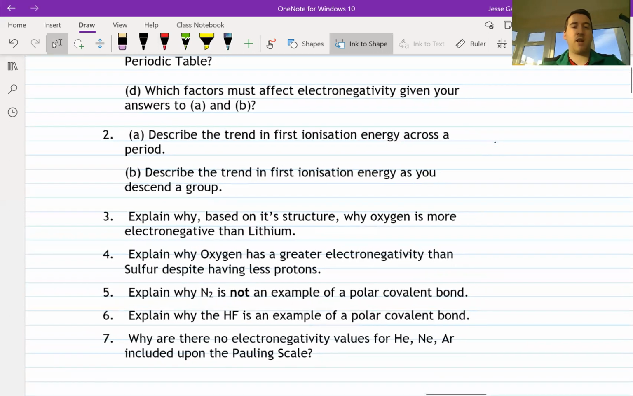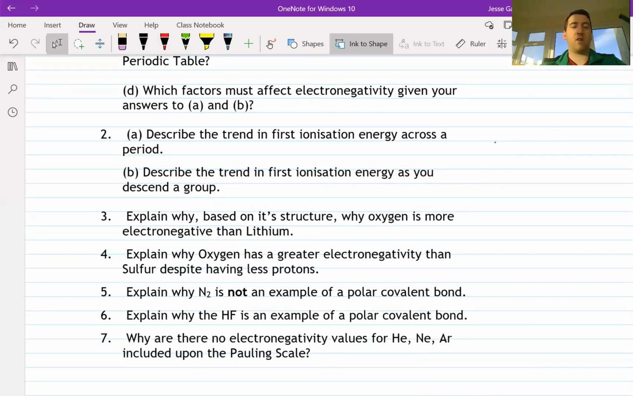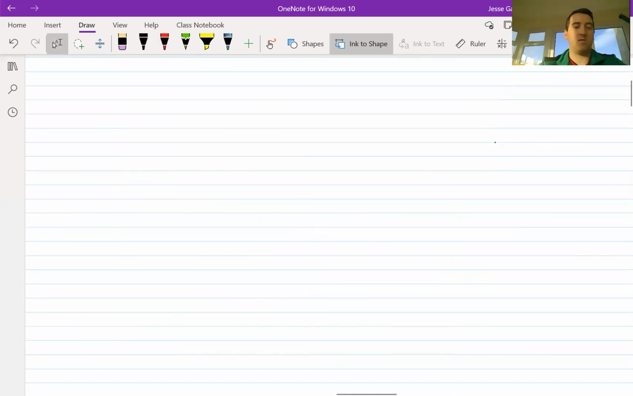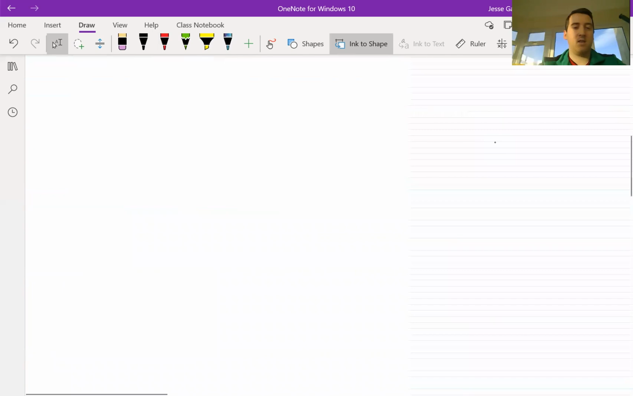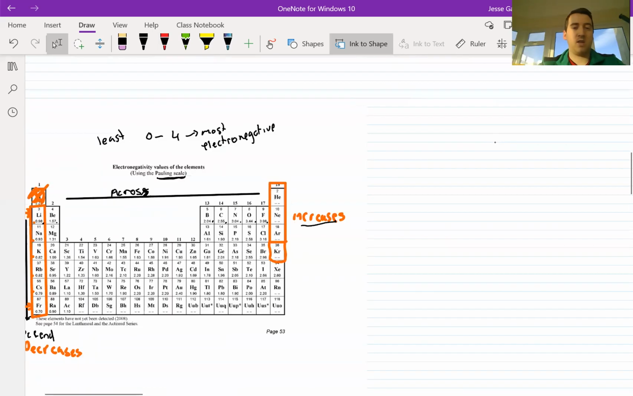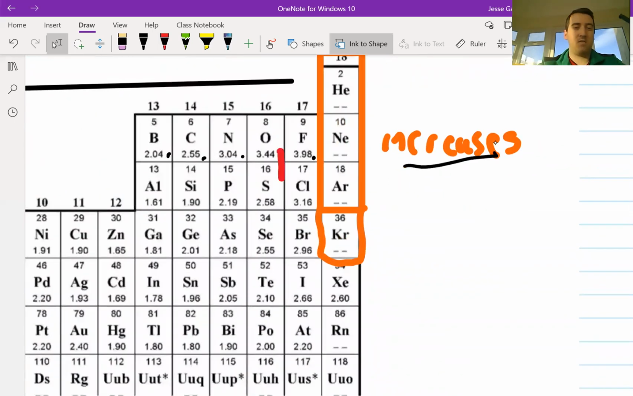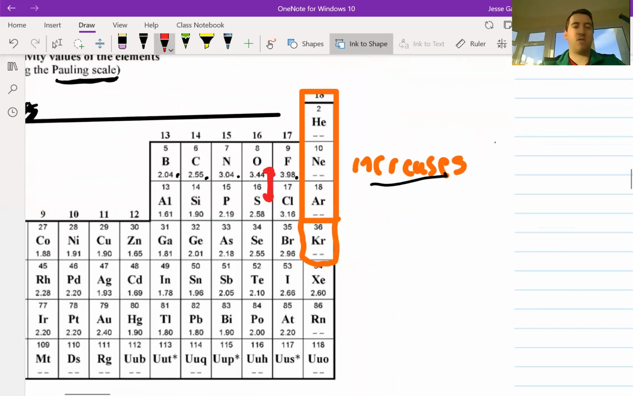Explain why oxygen has a greater electronegativity than sulfur despite having less protons. So if we take a look at our Pauling scale table again, here we see oxygen is right above sulfur in the periodic table, and oxygen's electronegativity is higher. So what are the reasons for this?